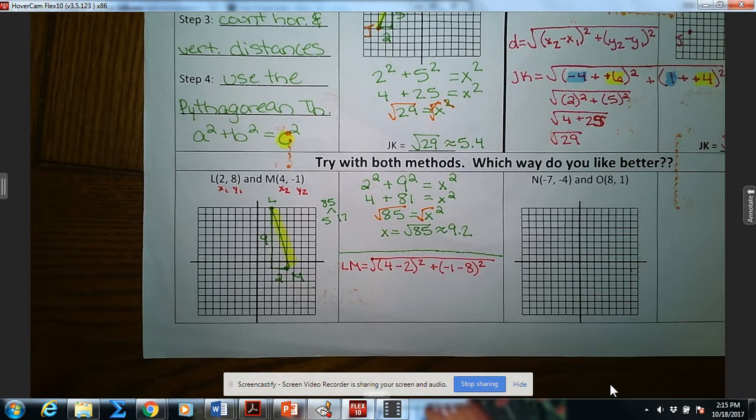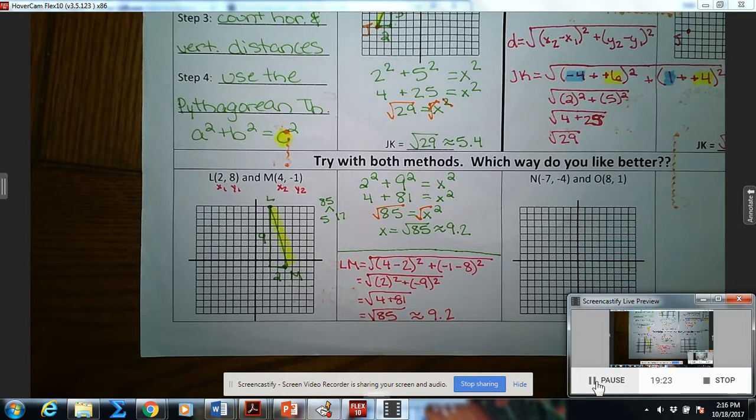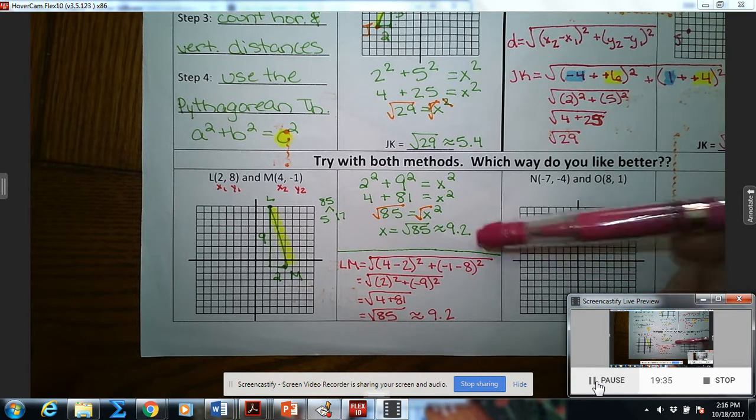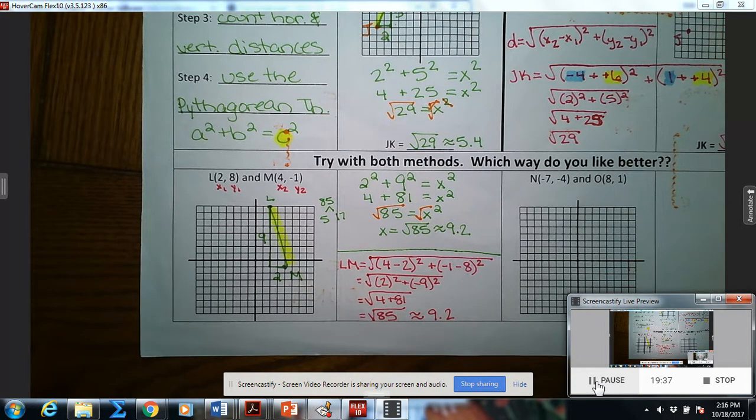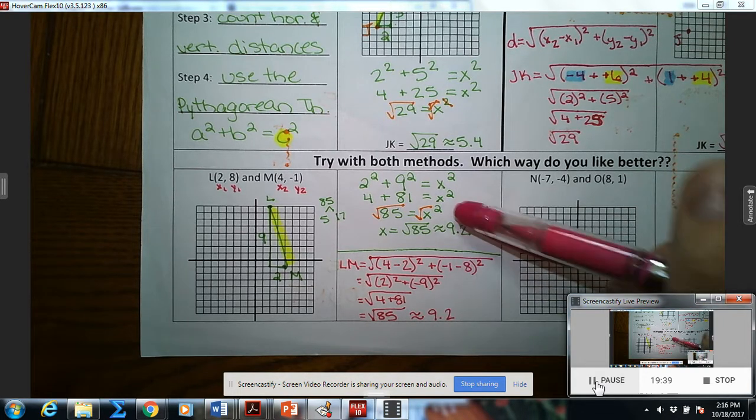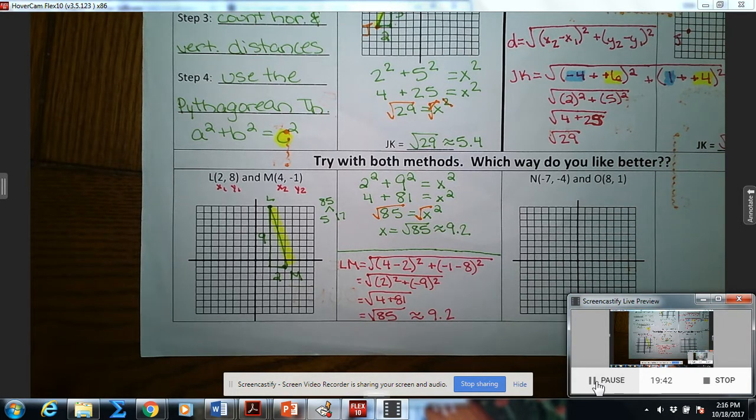Take a moment. You can either use your calculator or use order of operations. I want you to solve for the distance from L to M. Okay, so I got 9.2 again, which is great, because if I got something other than 9.2 this time, then something would have gone terribly wrong since I already got 9.2 last time. So these are a great way to check yourself when you're working, to try both ways.